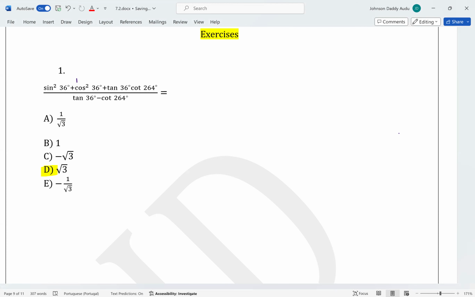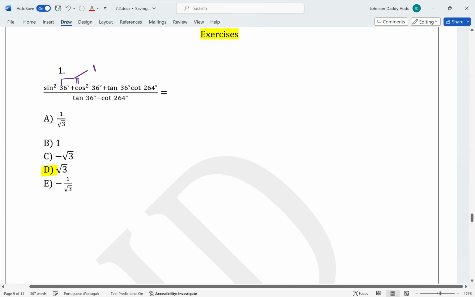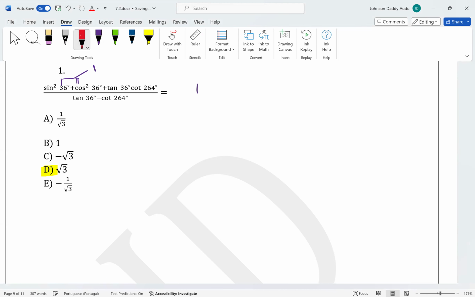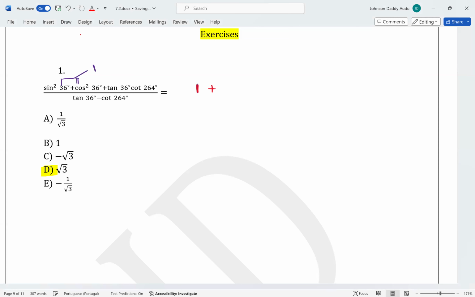Now, if you look at the first question here, we can see that sine squared 36 plus cosine squared 36 is nothing but 1. So it means that we can just write this as 1 plus what? Tan 36 degrees and cotan 264 degrees divided by tan 36 degrees minus cotan 264 degrees.